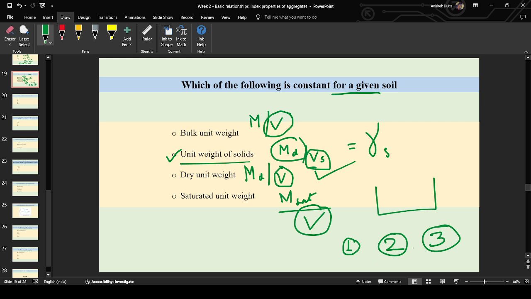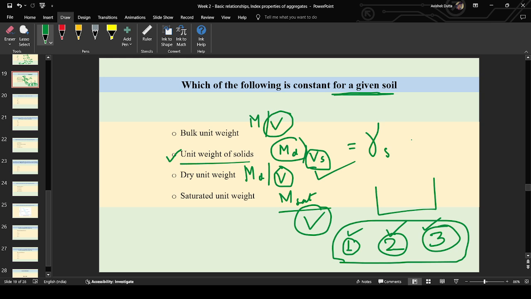When you are taking three types of soils, obviously they are three different soils, but in each specific scenario, the unit weight of solids will be the same for each soil. That is why you would say the term given soil. That means a particular soil mass.